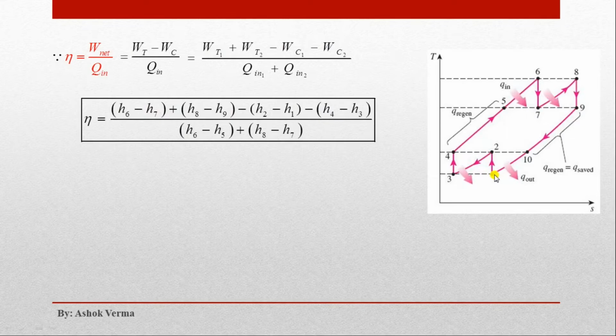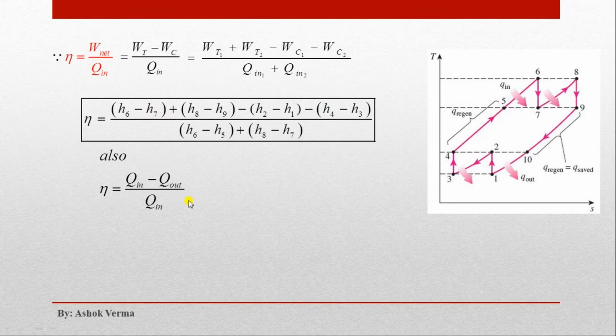So for every problem you have to calculate the temperature of every point, and after calculating the temperature of every point, you can calculate anything which you are asked to solve in the problem. And also you have seen that W net, or WT minus WC, is equal to Q in minus Q out.